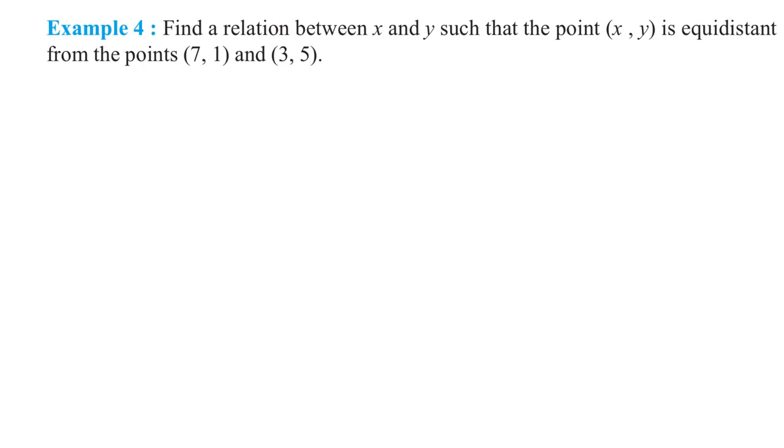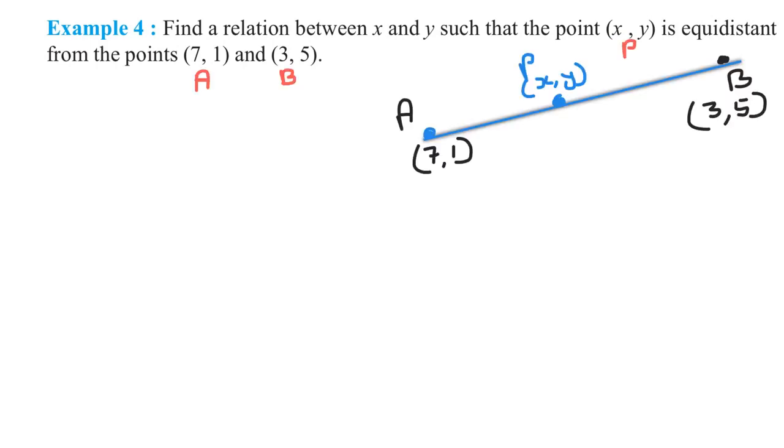Let's try this. Find a relation between x and y such that the point (x, y) is equidistant from the points (7, 1) and (3, 5). So let's label them: this is A, this is B and this is P. And let us represent this problem diagrammatically so that it is easy for us to work it out. Since P is equidistant from A and B, that means AP will be equal to BP. So we have the equation AP equals BP.